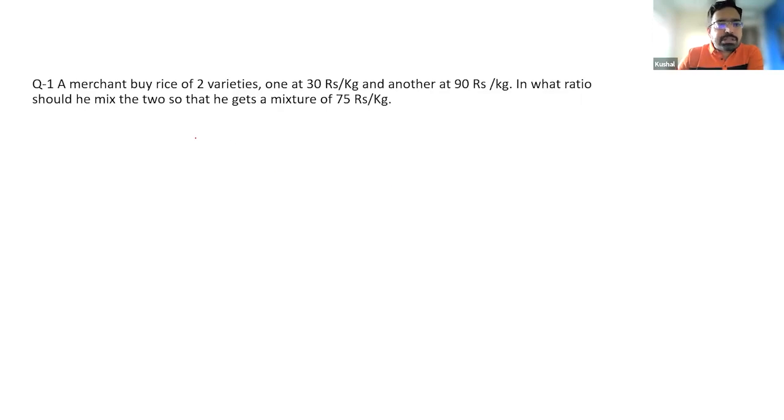There are 2 different varieties of rice that we are mixing. There's a variety A, there's a variety B. One is at 30 rupees per kg. So if I give you an entire lot of variety A and you pick up any 1 kg randomly from this, you will realize that it costs 30 rupees. Can I then say that the average price of variety A is 30 rupees per kg? So you're dealing with a variety which has an average of 30 rupees per kg, and another variety which has an average of 90 rupees per kg. When you mix these two, you get a mixture which has an average of 75 rupees per kg.